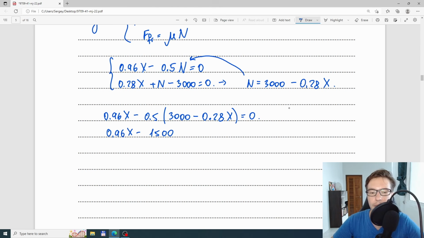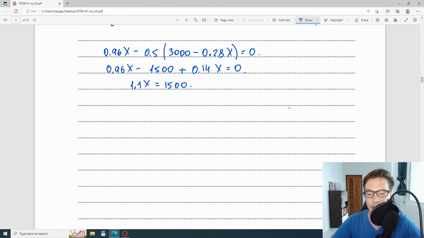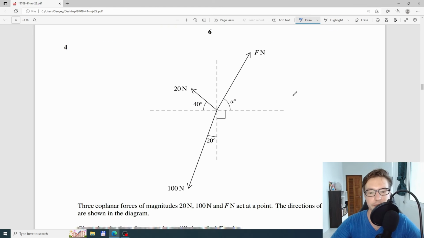Now expand the brackets. 1500 plus 0.14x equals to 0. So that means I got 1.1 x equals to 1500. Now divide both sides by 1.1 and I will get x equals to 1363.6. That is going to be my answer for that question. Answer: 1363.6 newtons. Let's move on to the next question.